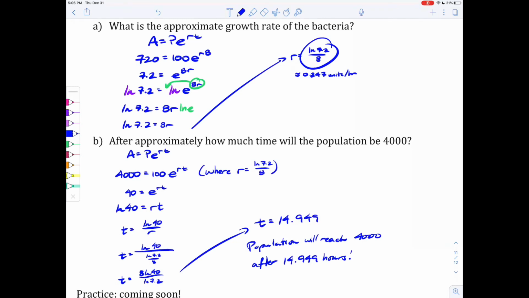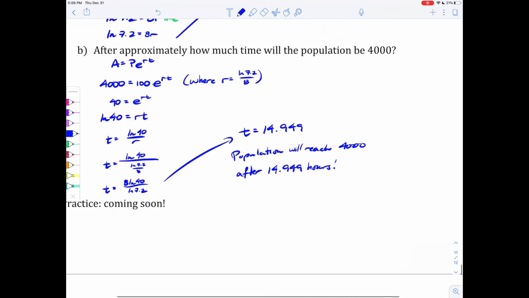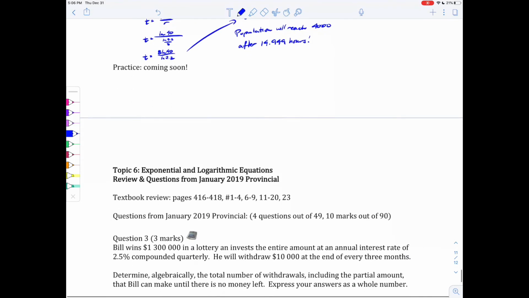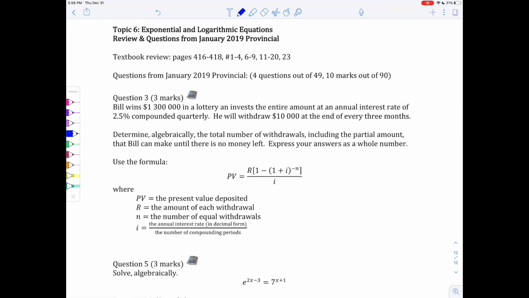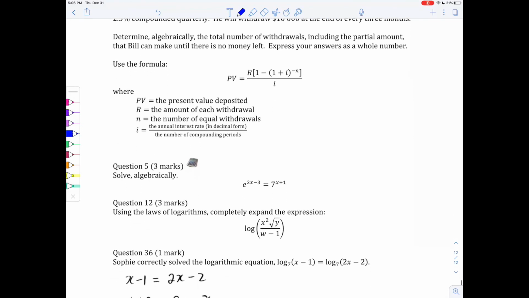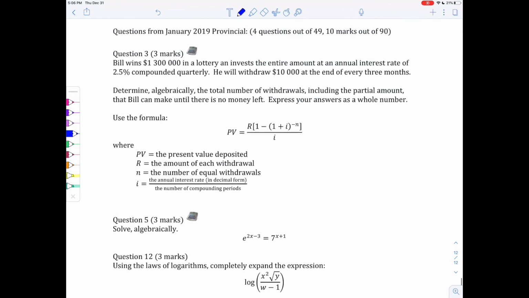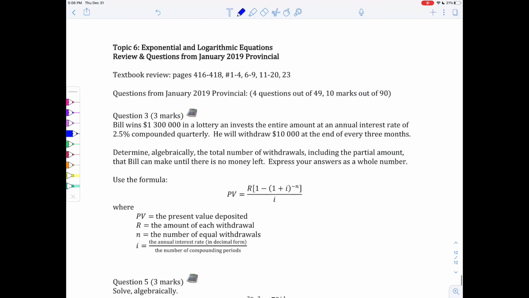So you might see some of them, like if you practice with past provincials and such. Practice will be coming soon for this one, but with this being the end of the topic, it's worth looking at the textbook review, and questions from the January 2019 provincial. I don't know if there's any long ones on there, but don't forget that there does also exist the database of past provincial questions, and many of those will have ln, or the natural log, involved as well.